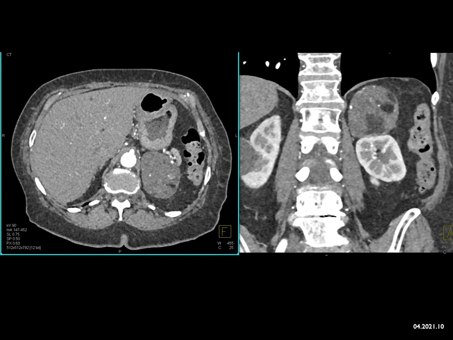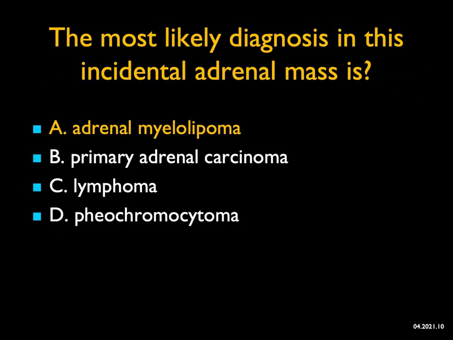Lymphoma does not have fat. It maintains an adrenal shape. It's solid, homogeneous. And pheochromocytomas, theoretically, I once heard of a case that had some fat, but they're typically hypervascular lesions. This is the classic CT leave-alone lesion of an adrenal myelolipoma.